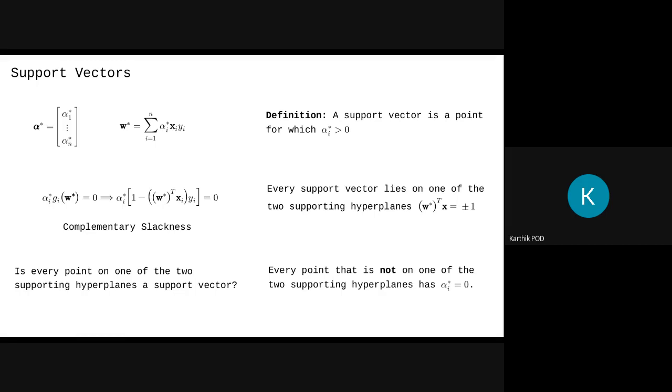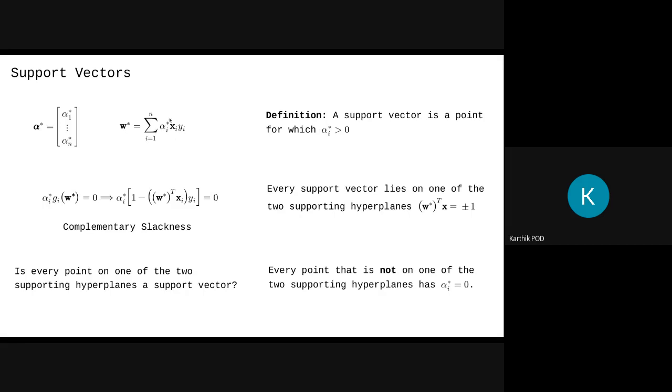Could you please elaborate a little on this? Okay, see, if alpha i star equals 0, either one of the factors has to be 0, or both could be 0, to make the product 0. So if both are 0, what happens? The point lies on the supporting hyperplane, but it is not a support vector. The definition of a support vector is only those points for which alpha i star is greater than 0. Only those points contribute to W star.